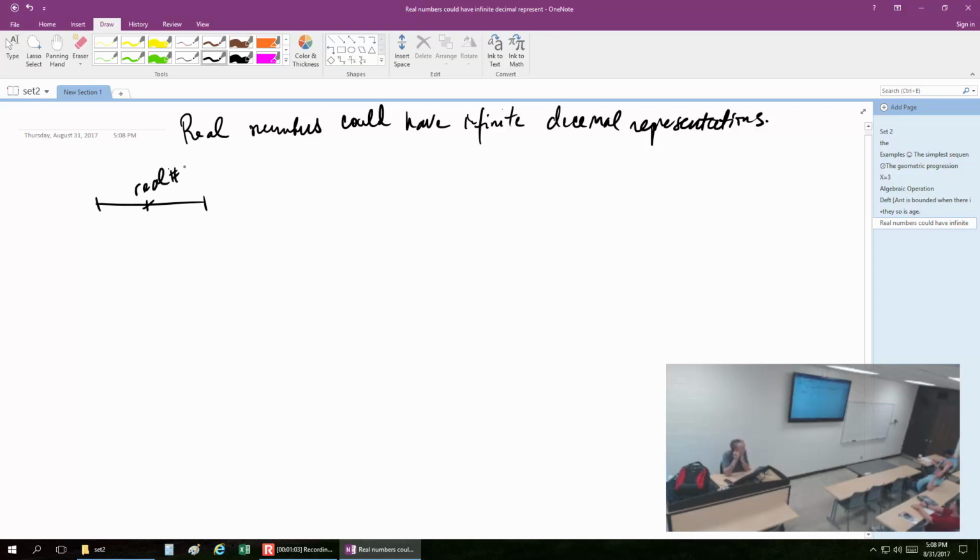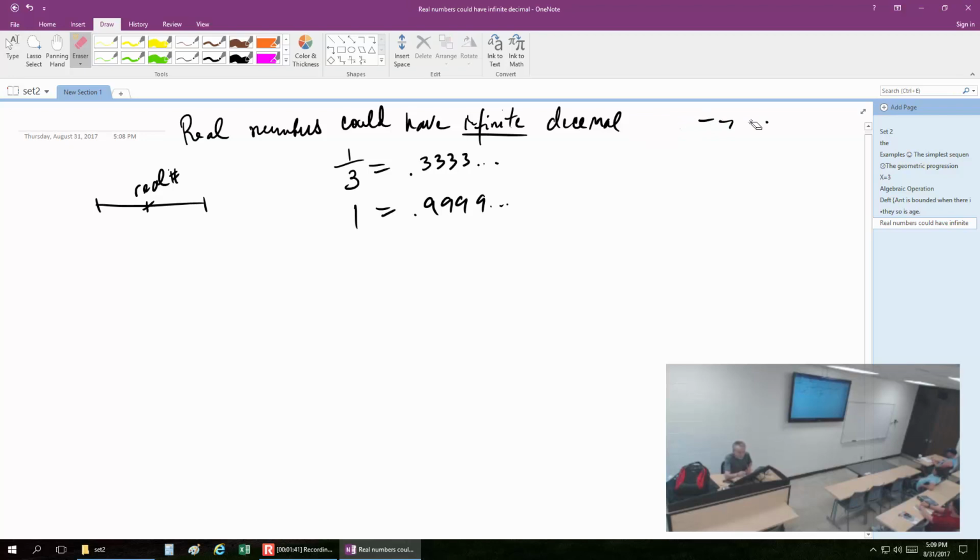If you want to deal with specific numbers, then you end up with decimal representations, and decimal representations might have infinitely many digits, including even 1/3, infinitely many threes. And then we have 1, which is as good as it gets, but there is an alternative representation with a bunch of 9s. Infinitely many decimals. That's what I was going to say.